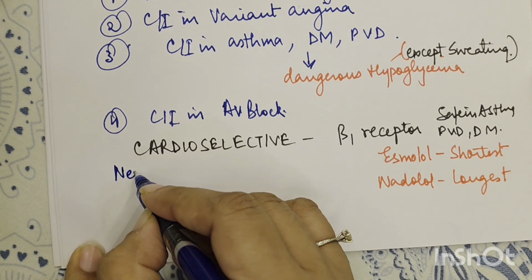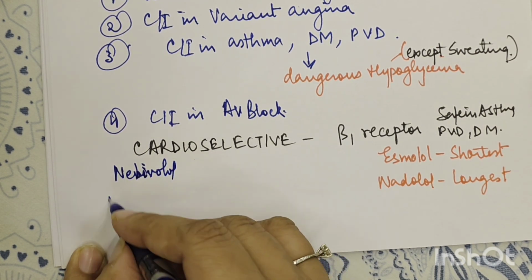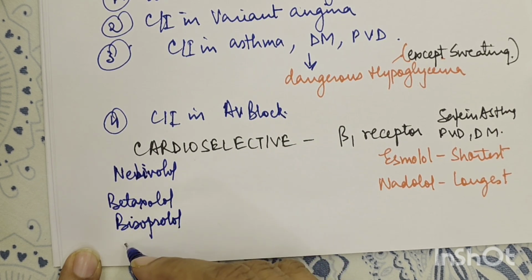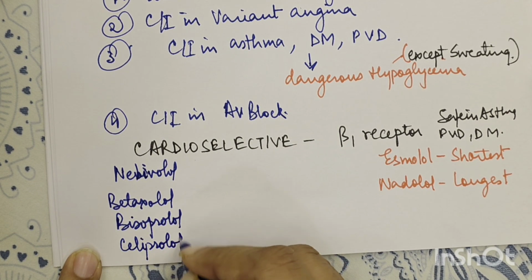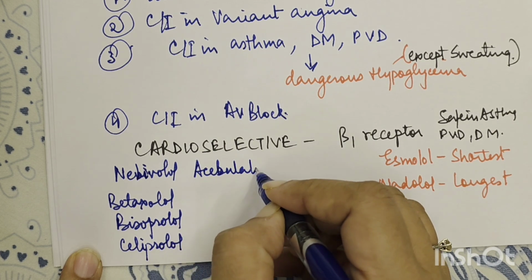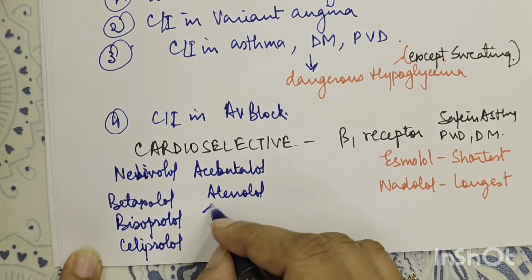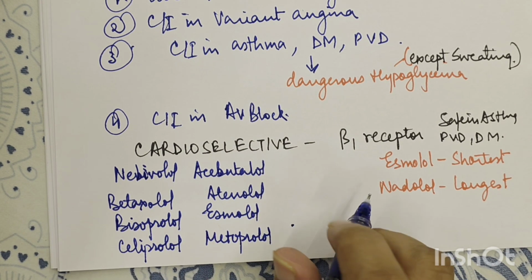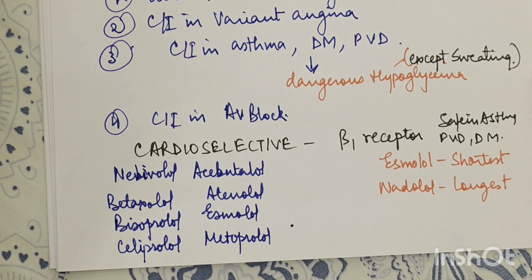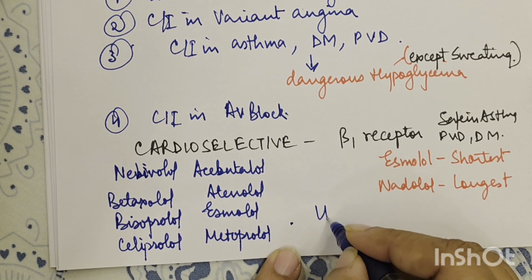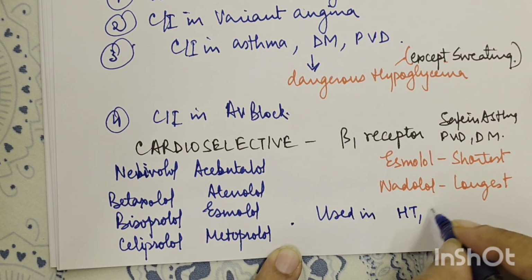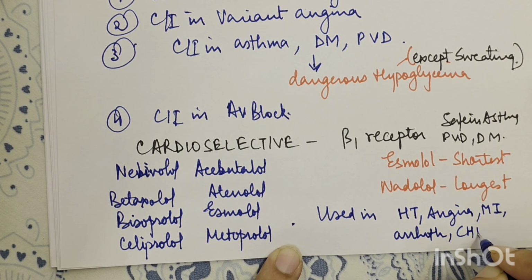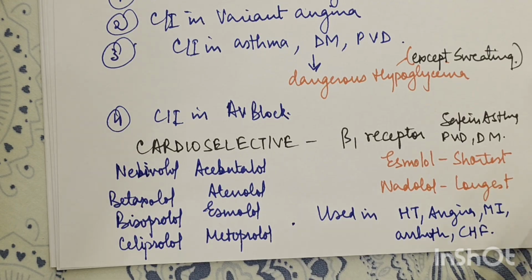The other cardioselective drugs are nebivolol, betaxolol, bisoprolol, celiprolol, acebutolol, atenolol, esmolol, metoprolol. So these are the drugs which are cardioselective. They are safe. They are used in hypertension, angina, MI, arrhythmias, and CHF. Right? So cardioselective beta blockers are used a lot nowadays.